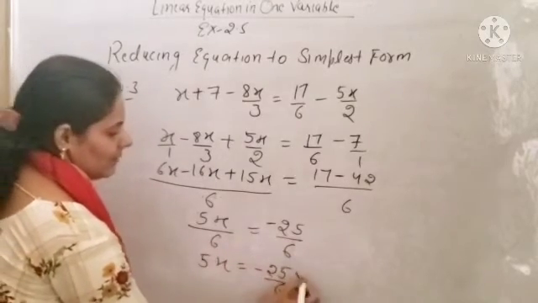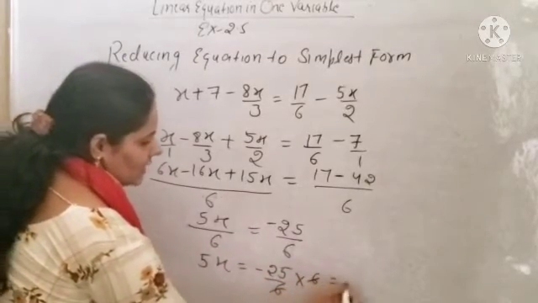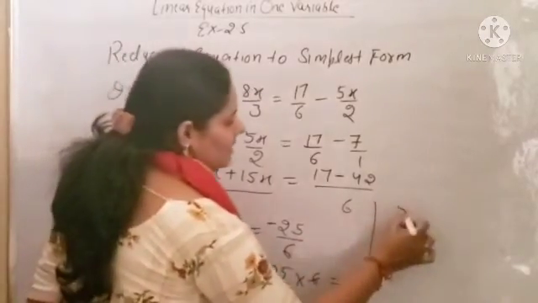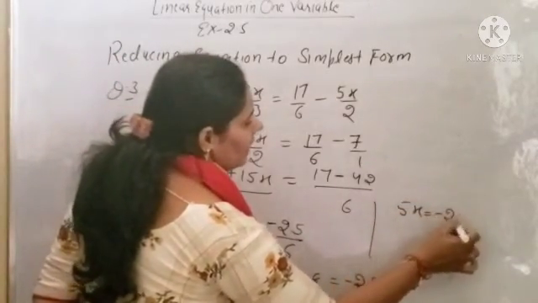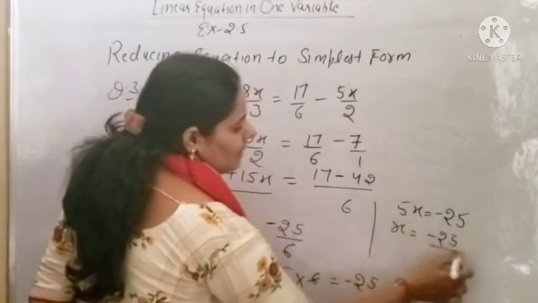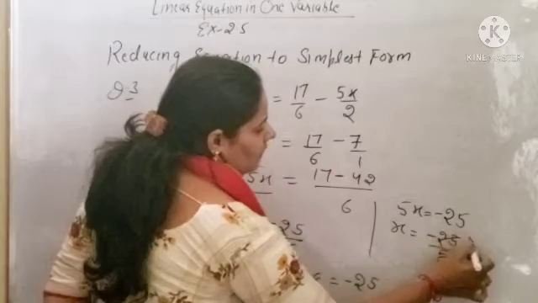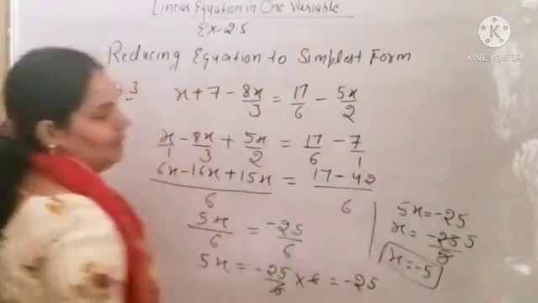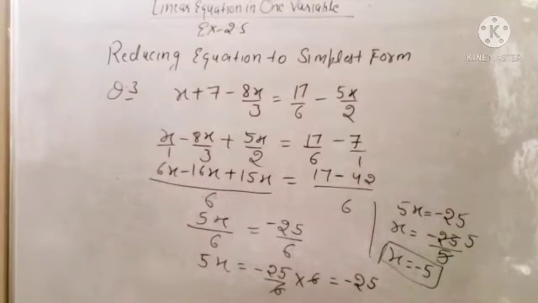6 will come in multiplication, and you can cancel out, so what is left is minus 25. Now 5x is equal to minus 25. So what will be the value of x? 5 is in multiplication, so you will take it in division. 5 fives are 25, so x will be equal to minus 5. What is the value of x? You can say x will be equal to minus 5.